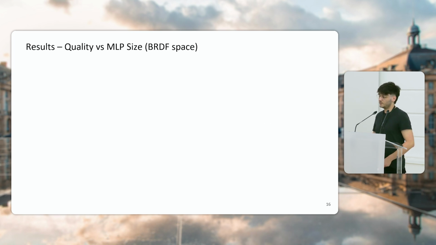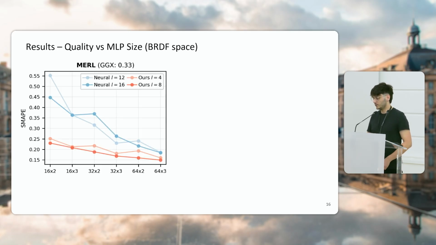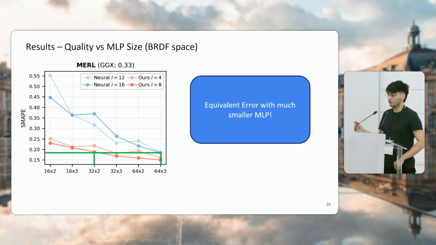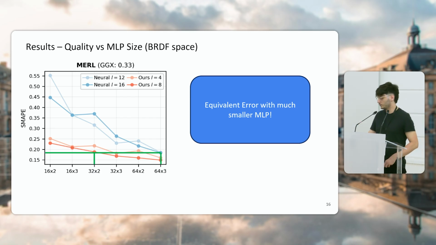Looking at quality with respect to the neural network size, we can see that for a given quality, we can get better results looking at a relative error metric here. And we have a certain gap in quality that reduces with the neural network size. So let's say we want to get this level of quality in this metric. If we project back the neural network size, we can see that for an equivalent error, we can have a much smaller MLP than with a completely neural approach.